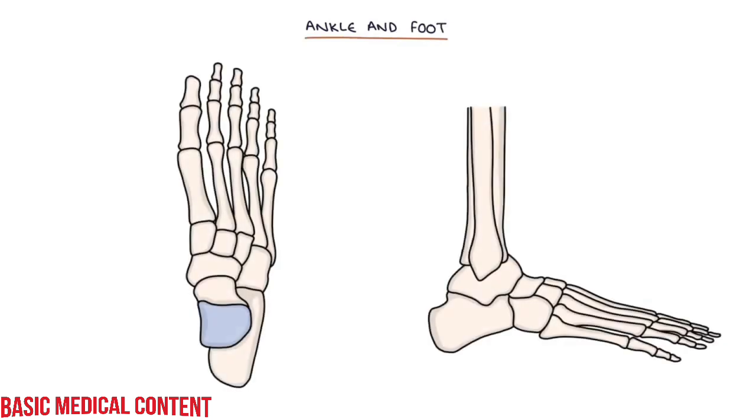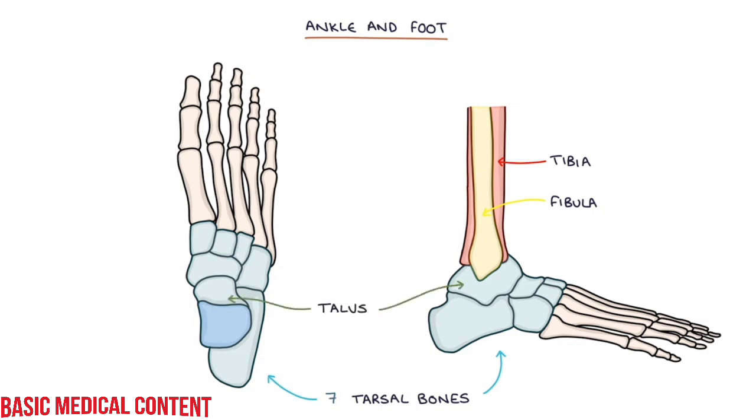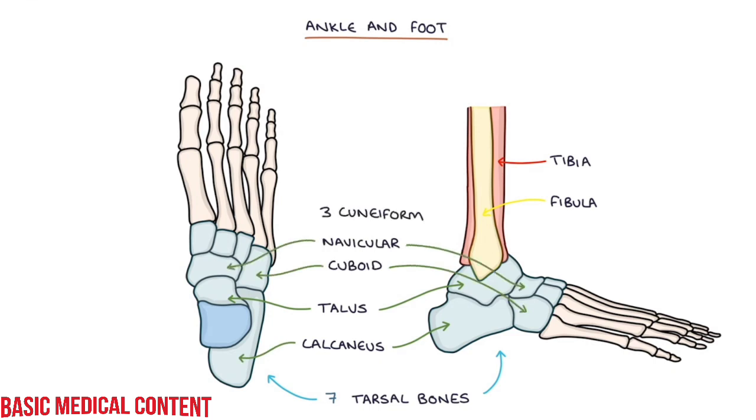Finally, let's move on to the ankle and the foot. At the ankle joint, the tibia and the fibula meet with the tarsal bones of the foot. There are 7 tarsal bones. The talus, which is the bone that joins directly with the tibia and the fibula at the ankle joint, the calcaneus, the cuboid, the navicular, and then 3 cuneiform bones.